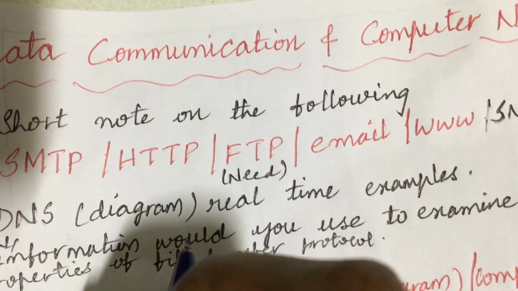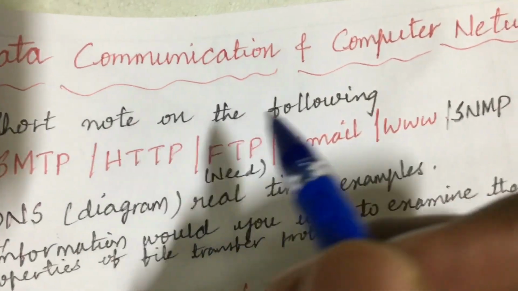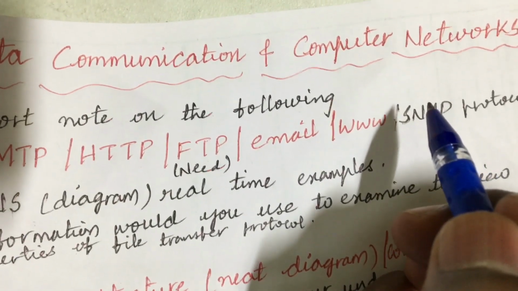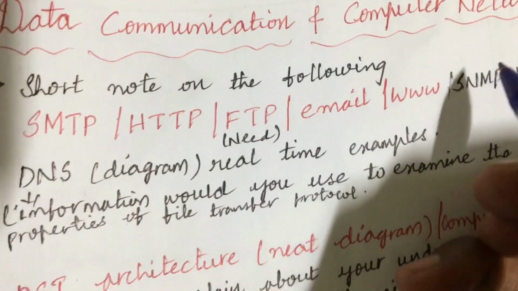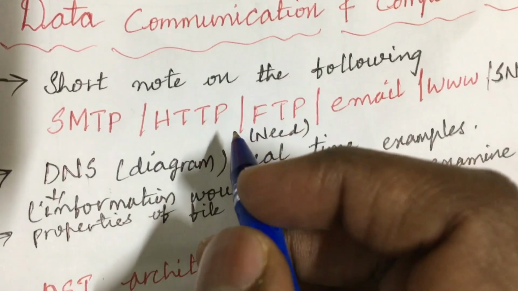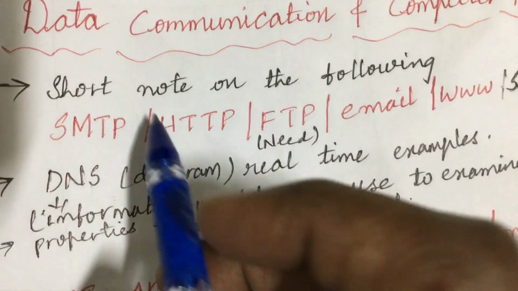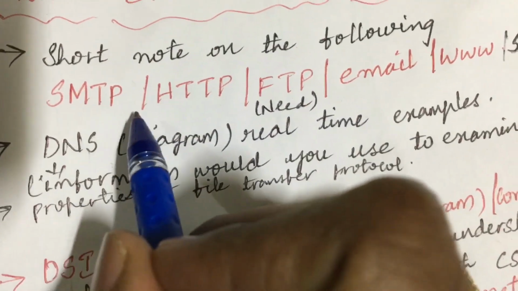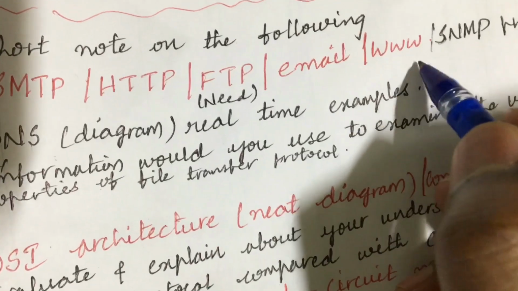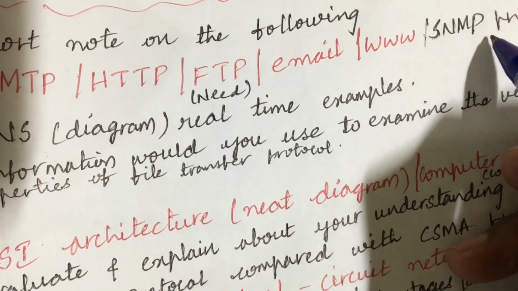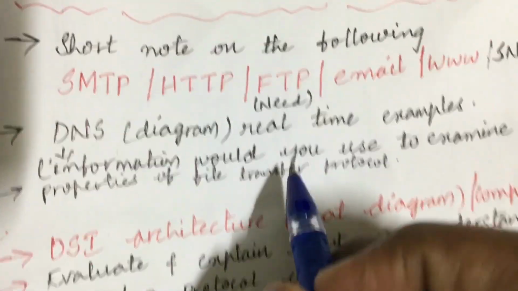In today's video, I am going to let you know the much awaited topics and concepts related to the course Data Communication and Computer Networks, DCCN, for computer science engineering students under JNTUH R16 regulation. The first and foremost gunshot question which I can give you, which you are going to get covered from the 8th question, is a short note on the following: SMTP, HTTP, FTP and its need, email as well as WWW and SNMP protocol. This may be one of the important questions, which is 8A.